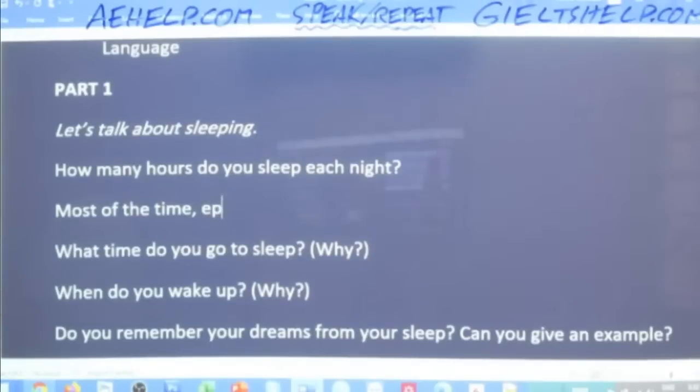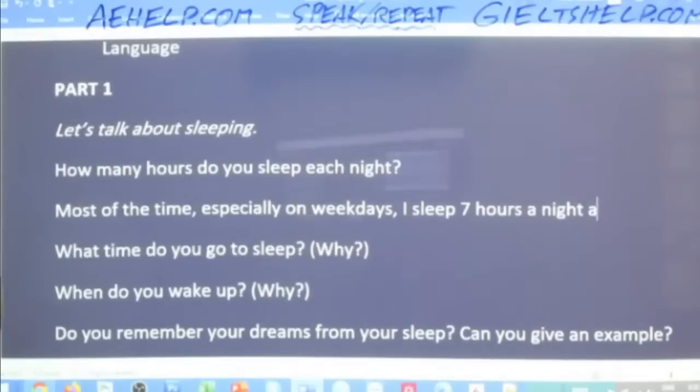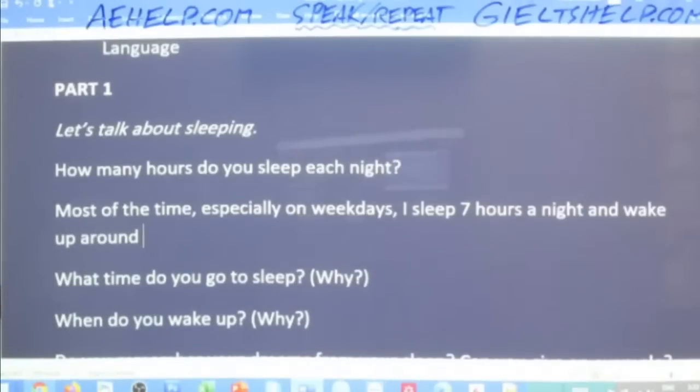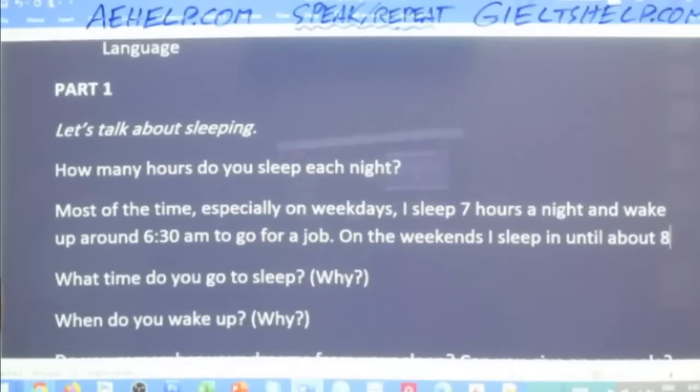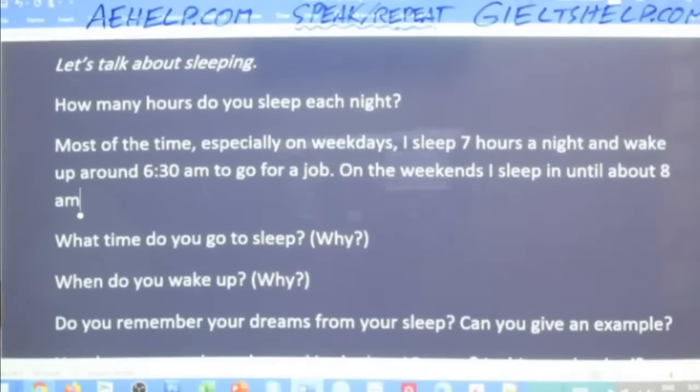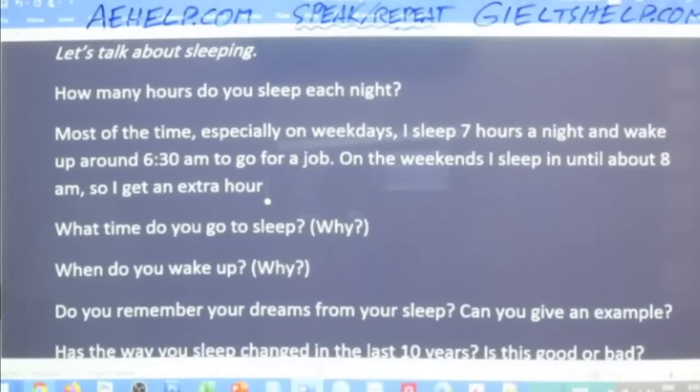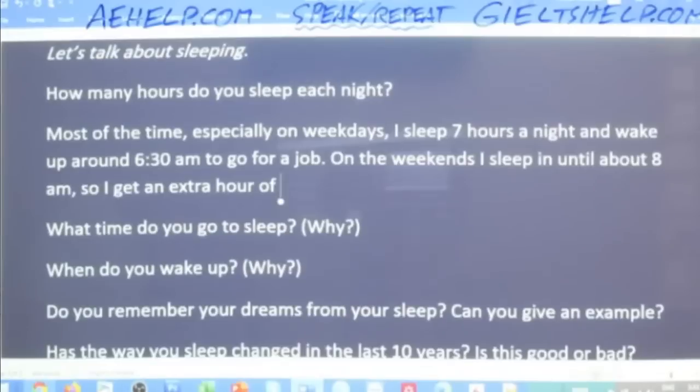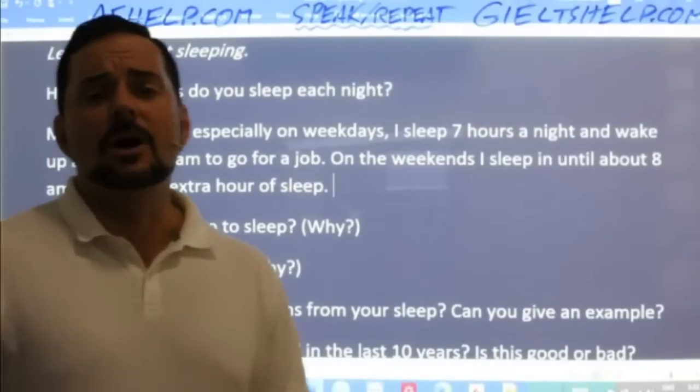Most of the time, especially on weekdays, I sleep 7 hours a night and wake up around 6:30 a.m. to go for a jog. On the weekends, I sleep in until about 8 a.m. So I get an extra hour of sleep. Okay. Now, I really liked how many of you used quantitative language.